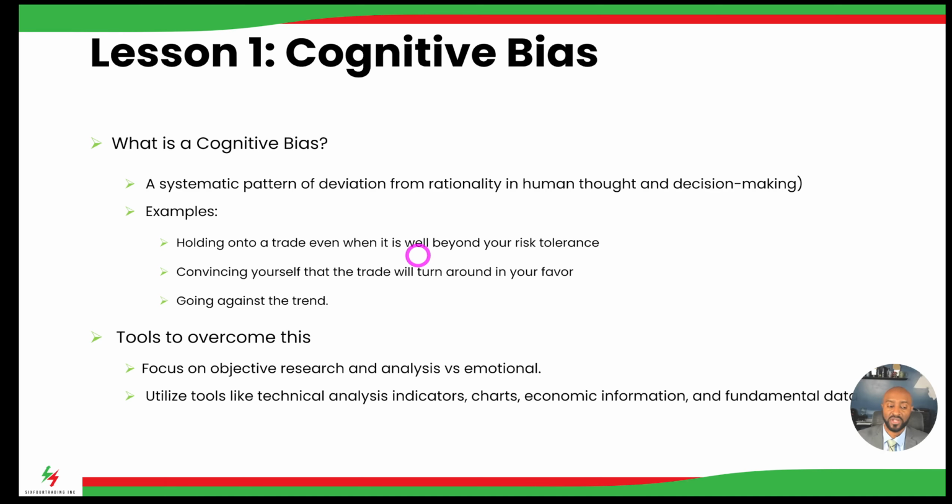Tools to overcome this: focus on the objective research and analysis versus the emotional side of it. Utilize tools like technical analysis, support and resistance lines, trend lines, things that we talk about in the foundational KISS series in the description. Charts, economic information. Economic information is things like, are we in a recession? Well, if we're in a recession and you're buying something like Apple and you think it's going to go up, but you're confirmed in a recession and it goes down, you're going against that economic analysis that you know of, right?